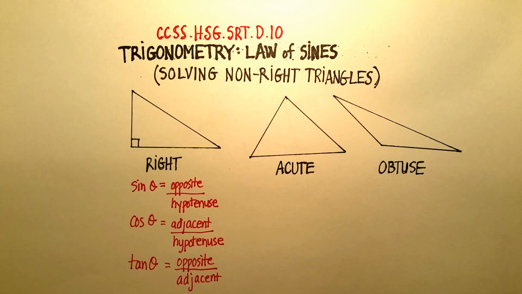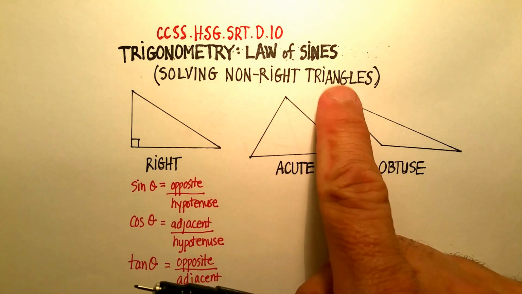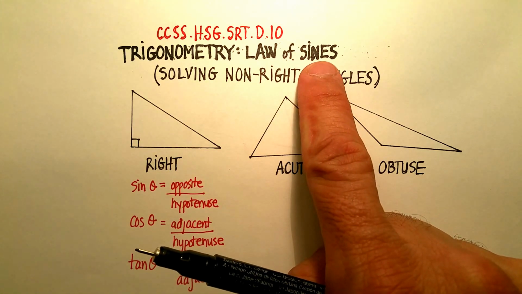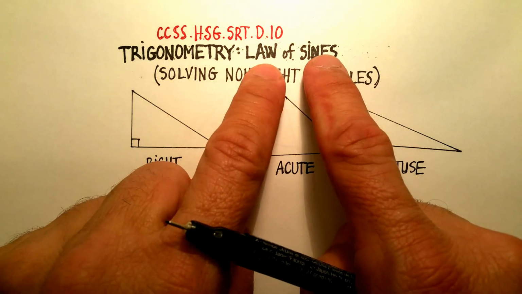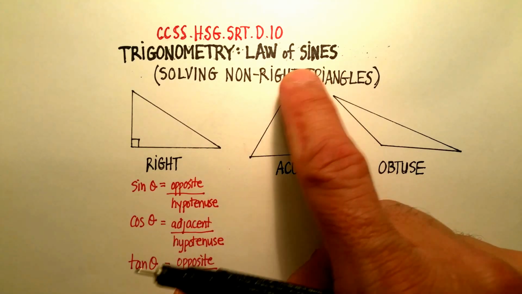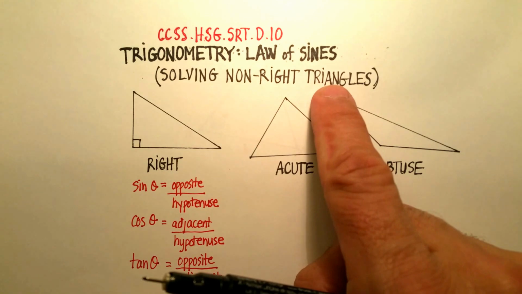Okay, in this video, we're going to go over how to solve non-right triangles using something called the law of sines. Now, there's actually another law called the law of cosines, which I'll do in a second video, but for right now, we're just going to concentrate on the law of sines. And again, these are to solve non-right triangles.